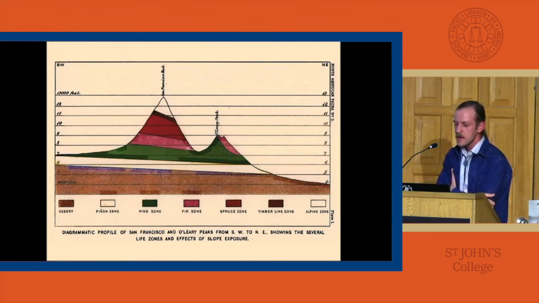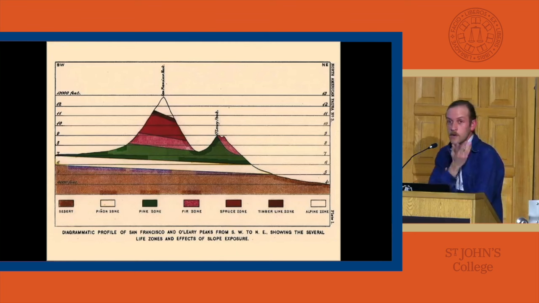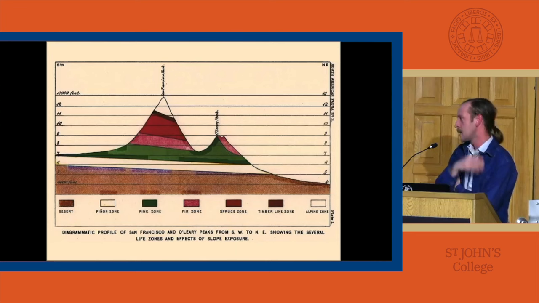And so he describes these life zones that have become kind of canonical, and if you take an intro bio class, you may encounter some sanitized version of this figure. And they're very similar to the ones I started the talk with. We have desert that blends into this pinyon zone that turns into this pine zone. There's a fir zone, a spruce zone, a timberline zone, and then ultimately an alpine zone, which is analogous to what you would find on the top of Santa Fe Baldy.